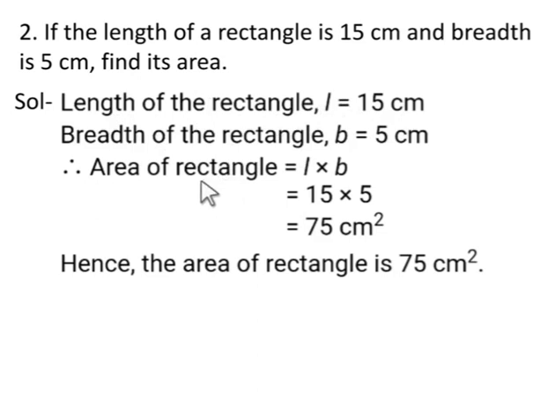What is the formula for area of rectangle, children? Here it is length multiplied by breadth. That is 15 multiplied by 5. It is 75 centimeter square. Hence, area of rectangle is 75 square centimeter.